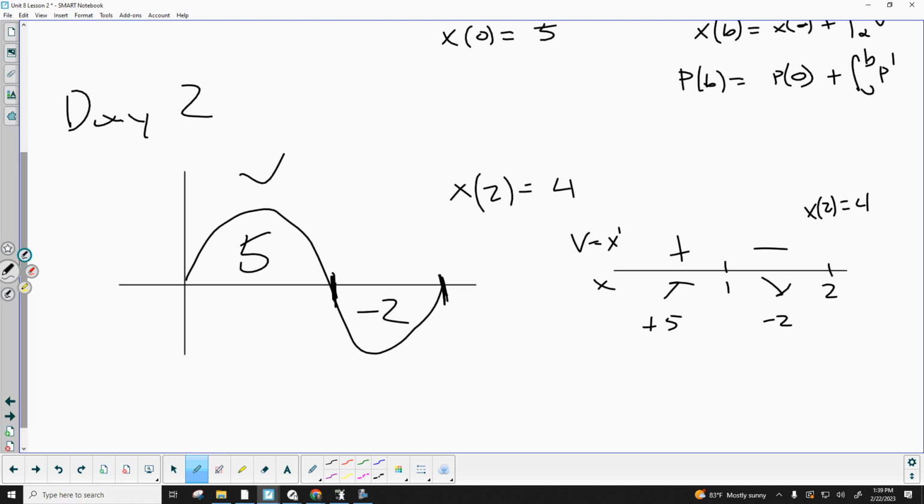Yes? Good. If we go backwards, we don't add this negative area. We end up subtracting it. We've got to do the opposite to go from where we came from. That way 6 minus 2 is 4. We have to do the opposite to go back in time.